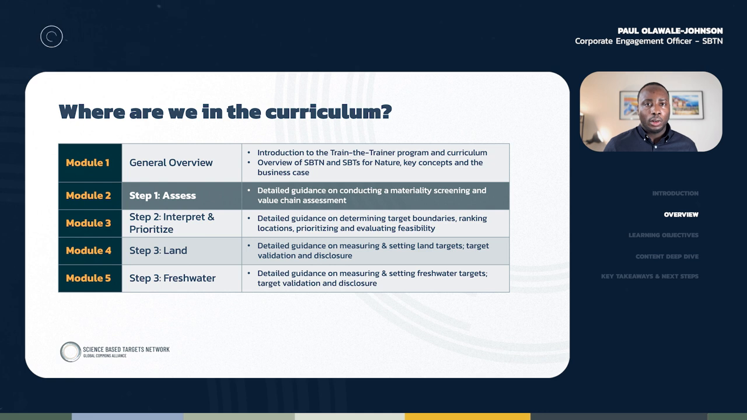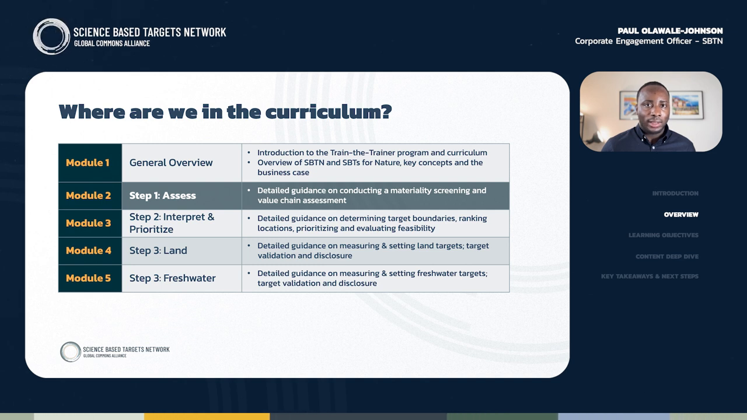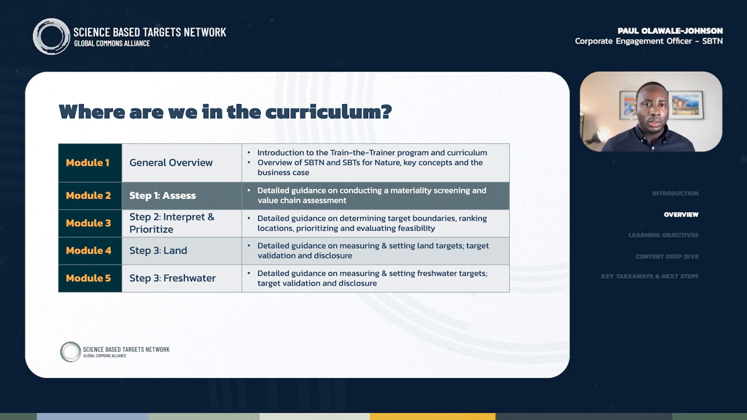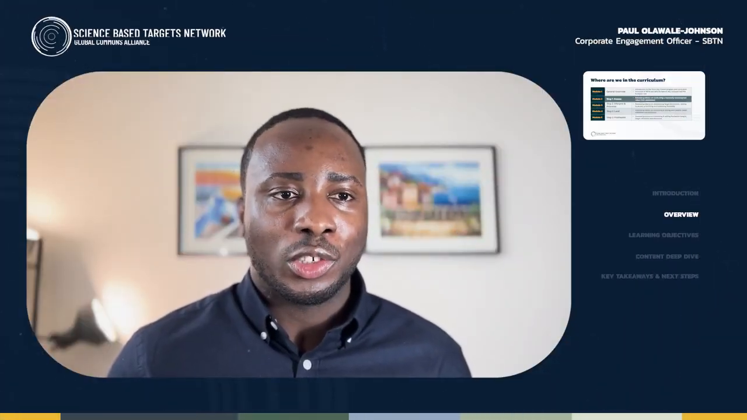Our Train the Trainer curriculum comprises 5 initial modules, covering the first 3 steps of our methods, as well as a general overview training, which establishes the foundations for engaging in the target setting process. As a general note, these modules align as much as possible with the corporate manual, as well as other supporting materials such as our case studies. The goal of this is to ensure alignment with key concepts and guidance, and to also ensure we streamline our content.